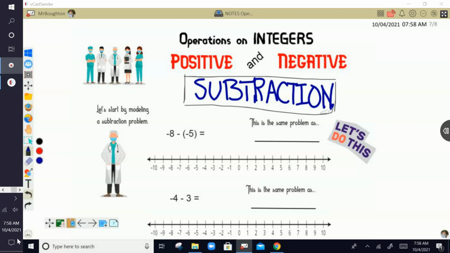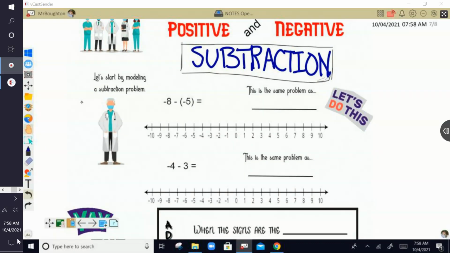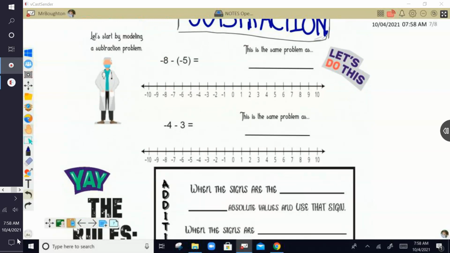Of course, we're going to start off with a couple models right here, and then we're going to talk more about how subtraction works a little bit and make some observations. So in our first example, we have -8 minus -5, which means we're going to start at -8. Here's our starting point right here. So we can go ahead and put a point right here at -8.